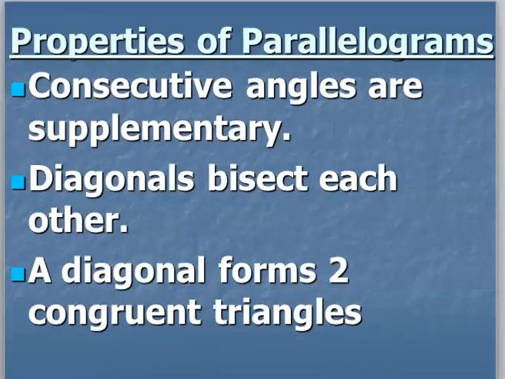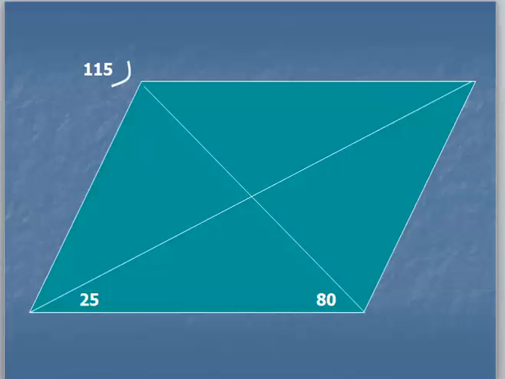The diagonals bisect each other. They cut each other in half, and a diagonal is going to form 2 congruent angles. So we have pictures that look like this for our parallelogram, and I'm going to use those properties to fill in all of the missing angles in the picture.